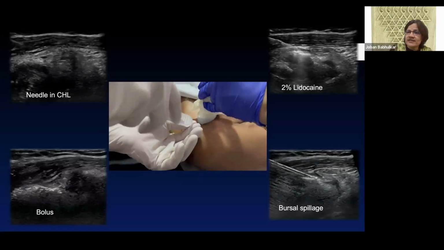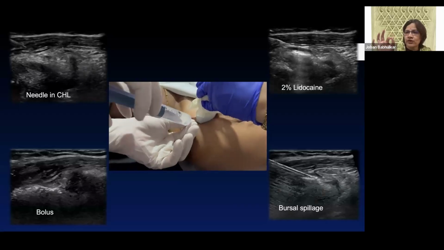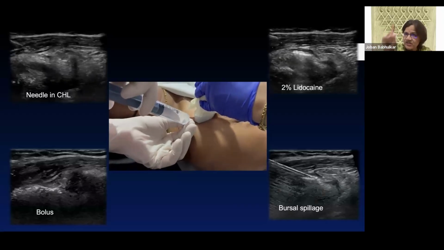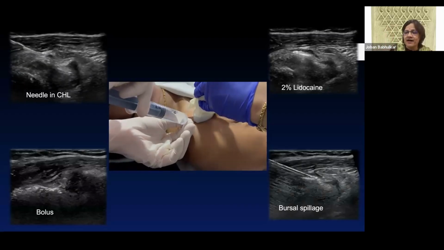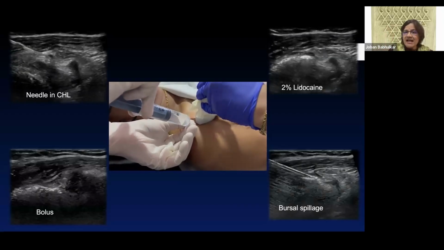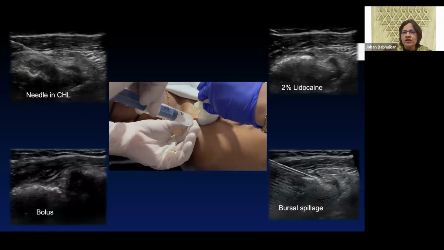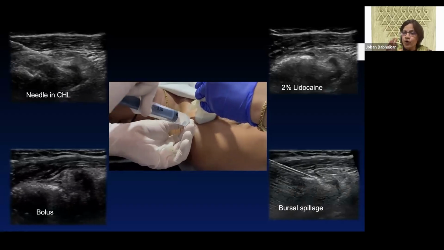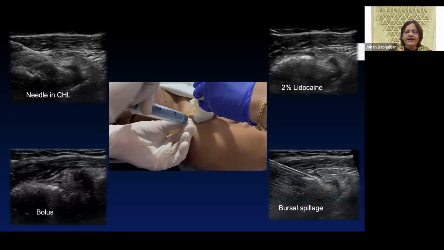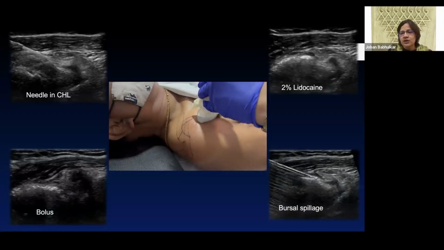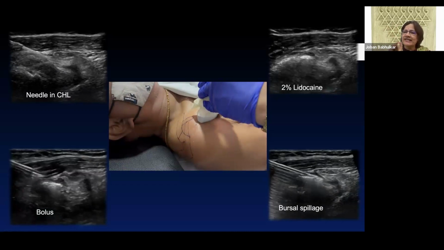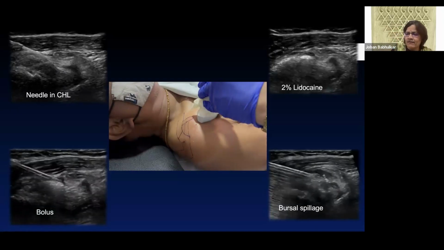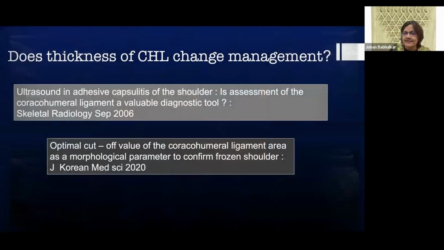And then first, obviously, you inject a good 2% lignocaine into the coracohumeral ligament at its coracoid attachment and along the path, raise a nice wheal. And after that, you inject this big bolus, which is made up of almost 20 cc's of fluid, into the coracoid attachment of the coracohumeral ligament. Again, it is inconceivable that 20 cc's will go into the coracohumeral ligament. You do expect a bursal spillage, but that's all right. No harm done as far as that is concerned.